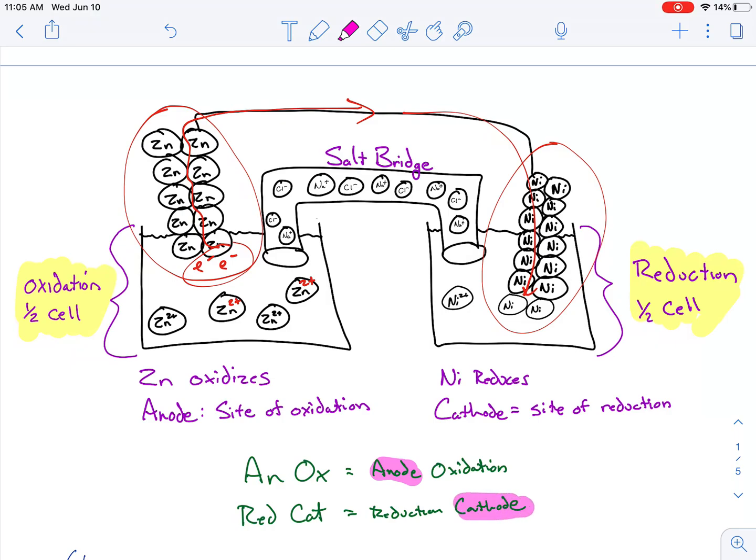To remember which one's which, we use this acronym. Well, it's not really an acronym, I guess it kind of is. An ox, red cat. So oxidation happens at the anode. Here's my anode, this electrode. And reduction happens at the cathode. This side's reduction, here's my electrode. That would be identified as the cathode.